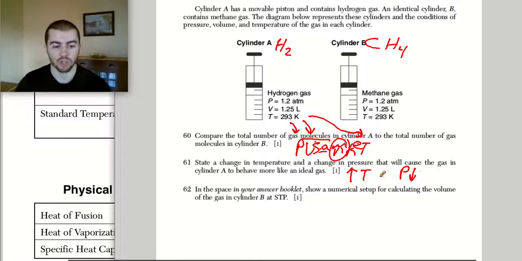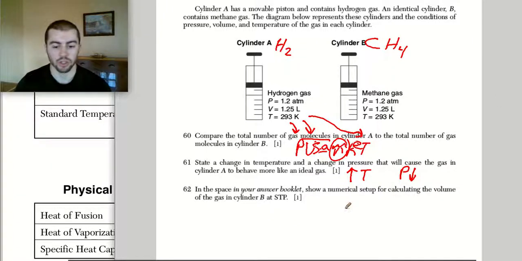Both of these changes would result in a gas that's behaving more ideally because the particles would be further spread apart. If we have a temperature that's increasing, that's going to cause the particles to spread apart farther. If we have a pressure that's decreasing, the same thing. It's also going to cause the particles to spread apart farther. So both a decrease in pressure and an increase in temperature would result in particles that are further spread apart and therefore are going to behave more ideally.